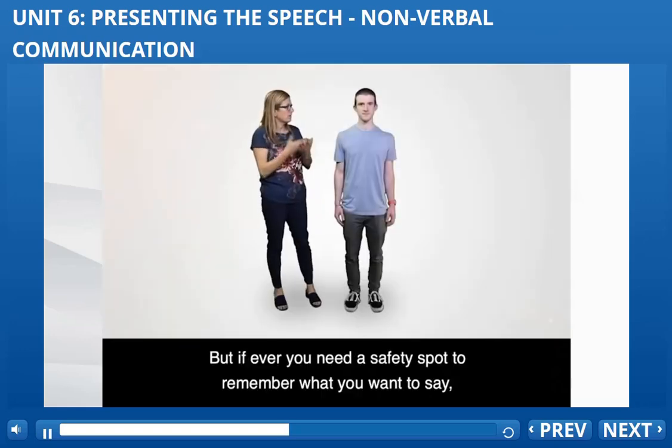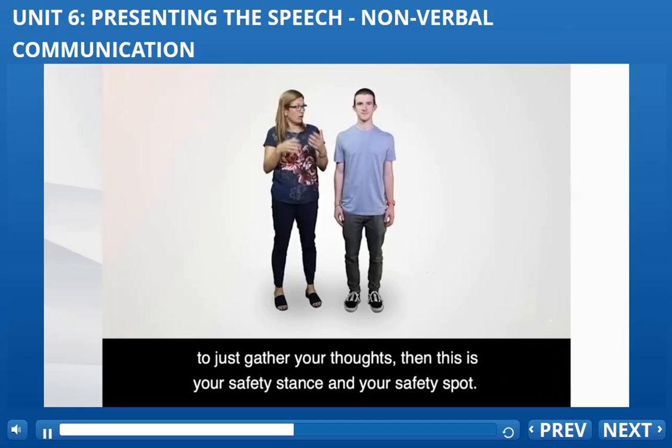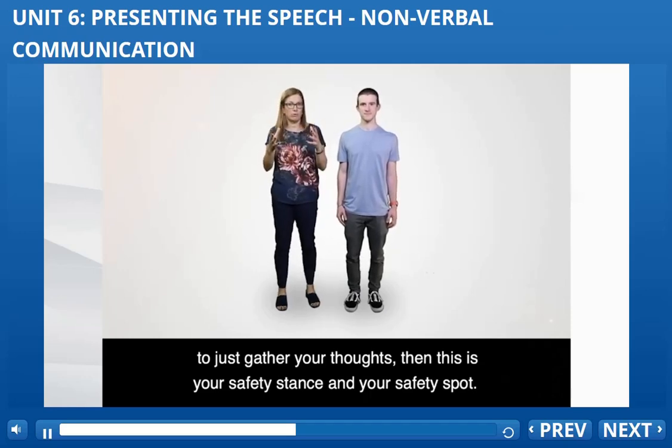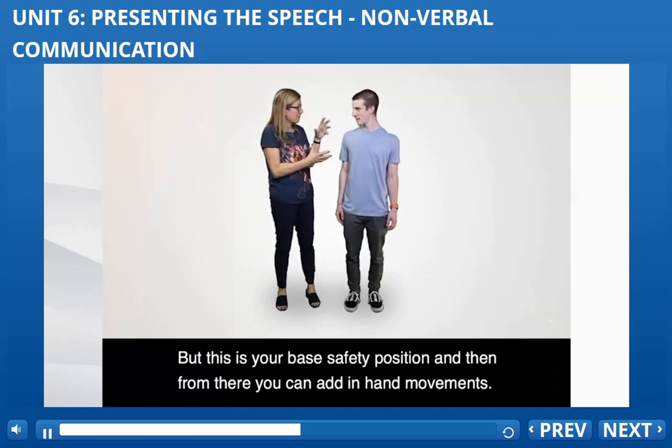But if ever you need a safety spot to remember what you want to say, to just gather your thoughts, this is your kind of safety stance and your safety spot. So you're not going to stay like this forever, you're okay, but this is your base safety position.